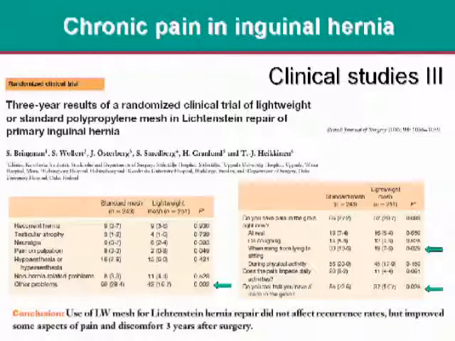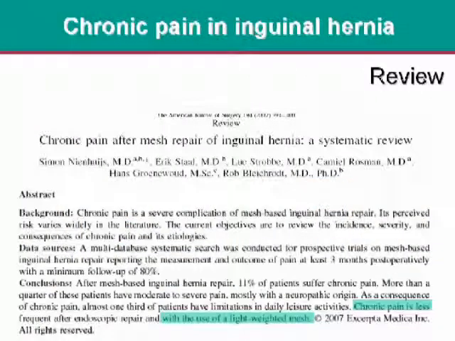even 3 years after surgery. And you already saw this review published within the American Journal of Surgery last year, and they tell us that we probably have to use these lightweight meshes within hernia surgery.